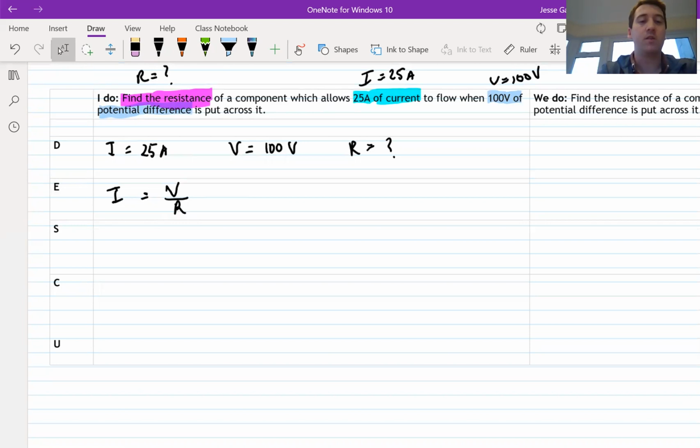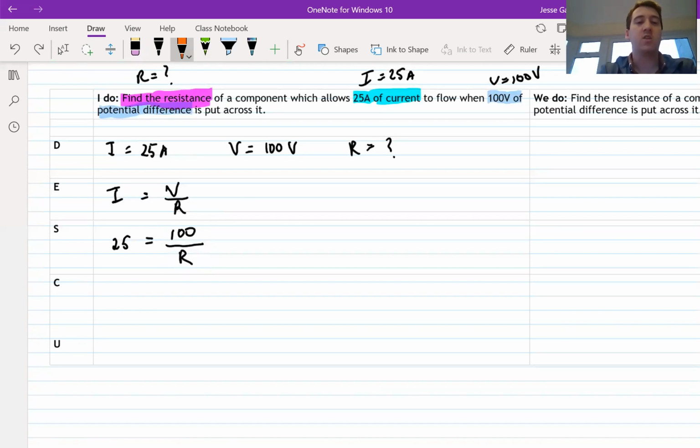So I'm going to put in the numbers instead of the words, the numbers instead of the symbols. So I know that I is 25. So I'll put in 25 for I is equal to, I know that V is 100 and I don't know R. Okay. So this time I'm trying to find R, and at the moment, R is in the denominator of a fraction. So at the moment, 100 is being divided by R on the right-hand side of this equation.